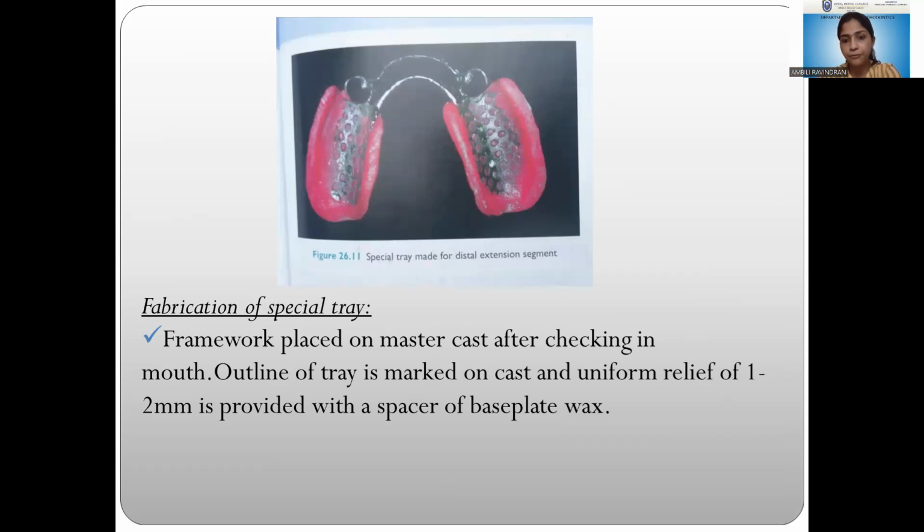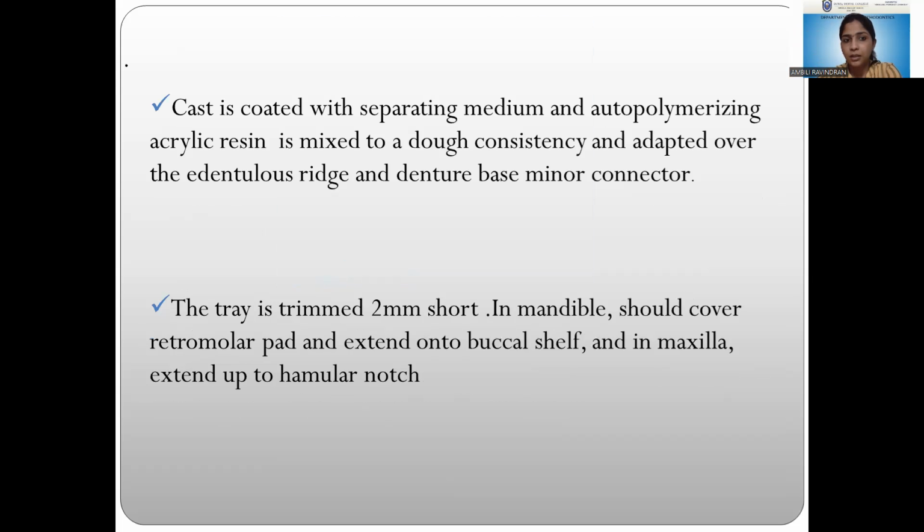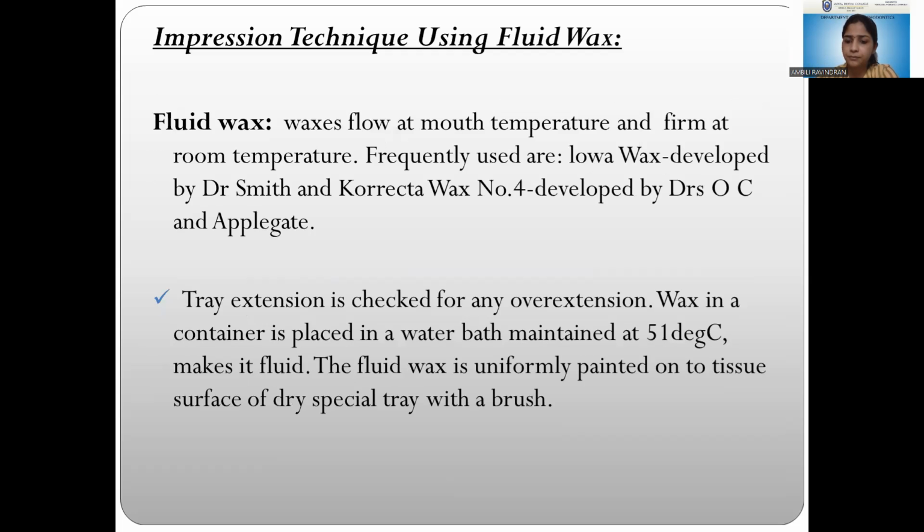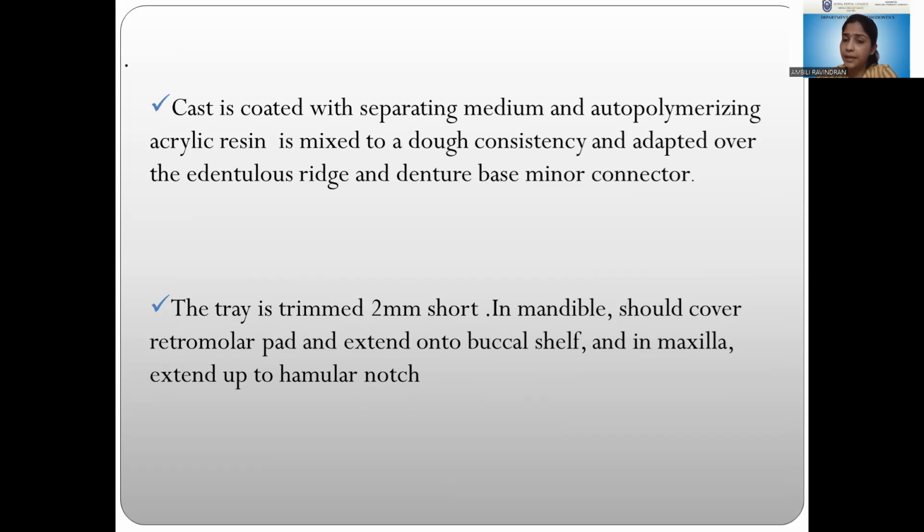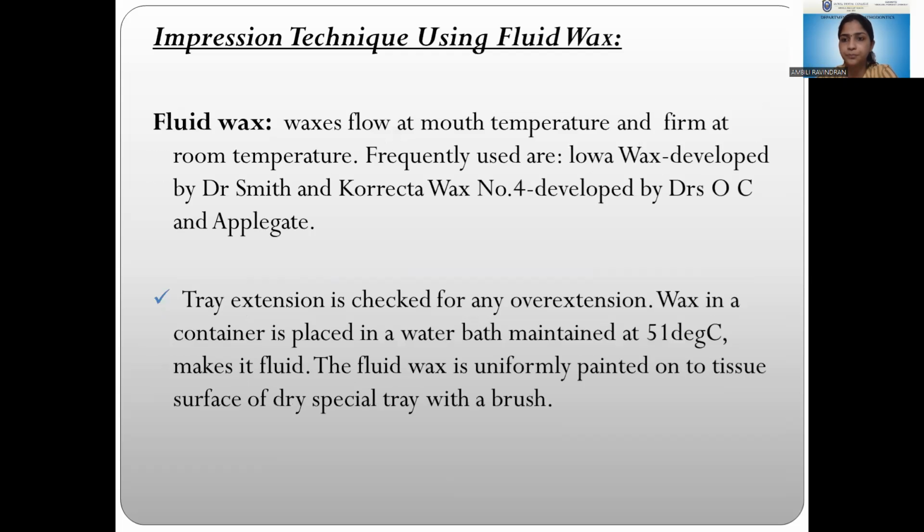Then a relief is given with base plate wax, 1 or 2 mm. Then the cast is coated with separating medium, and using resin we fabricate a special tray in the distal extension area, and the tray is trimmed 2 mm short of the sulcus. In the case of the mandible, it should extend up to the retromolar pad and onto the buccal shelf area. In the maxilla, it should be extended up to the hamular notch.